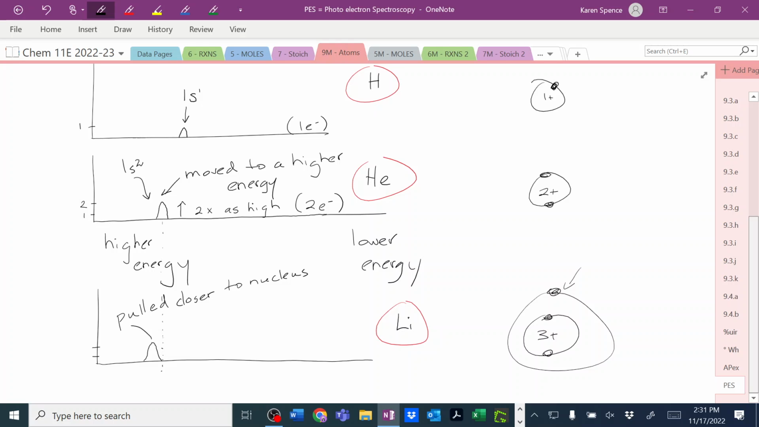Hydrogen, helium, lithium. So this is pulled closer to the nucleus. So we still have 1s2. This one here is 1s2, and then we're going to have another peak. Is it going to be to the left or to the right? It's going to be to the right, and how high? Half of that. So now we have 2s1. I'm going to move it over a little bit to be more obvious. So this is 2s1.